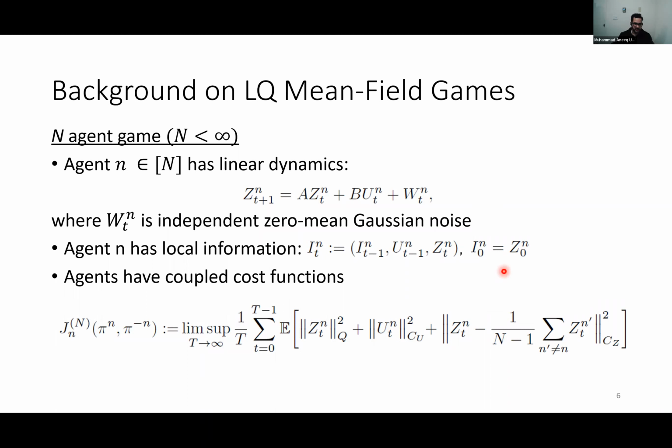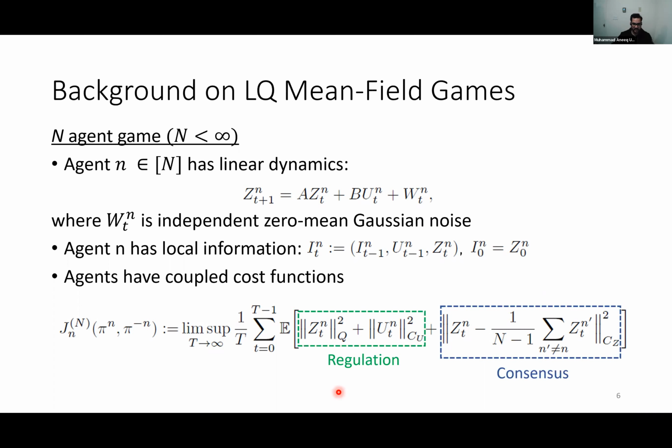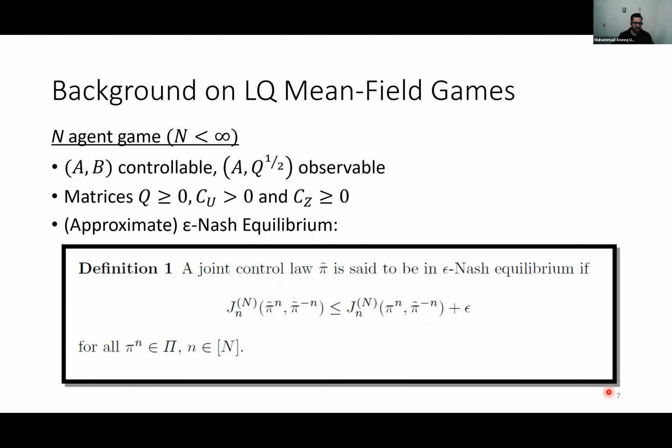In the cost function, the first couple of terms are regulation terms, which are like standard LQR terms. And the second term is a consensus-based term where each agent aims to get close to the average state of the other agents. So this can also be thought of as a consensus where the agent is trying to form consensus with the rest of the agents. In this game, we assume that (A, B) is controllable and (A, square root of Q) is observable. The matrices Q and C_Z are semi-positive definite, and C_U is positive definite.